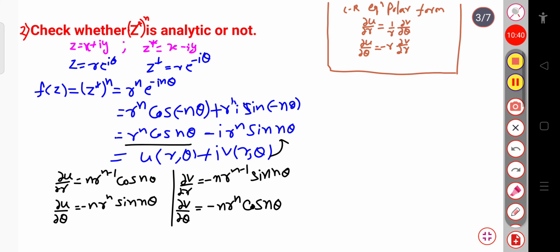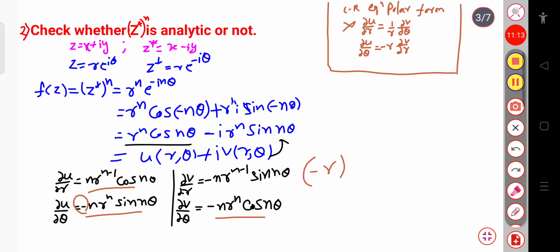Now see, ∂u/∂r = n r^(n-1) cos nθ, and ∂v/∂θ is minus n into r^n cos nθ. So this condition is not satisfied. And similarly for ∂u/∂θ, this is minus n r^n sin nθ, and if I multiply by minus r here, this minus becomes plus, n r^n sin nθ. So here is the minus sign.